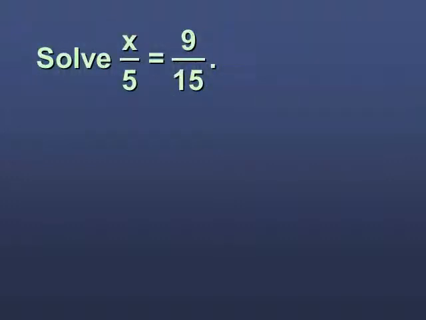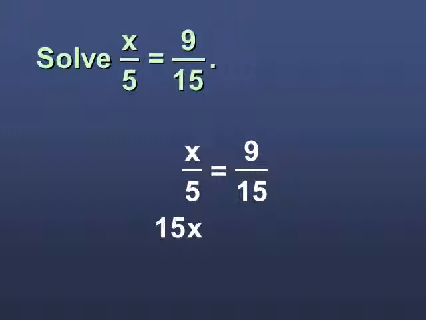So if we need to solve x divided by 5 equals 9 divided by 15, we could multiply both sides by 5 and come up with the answer, or we could cross multiply. If I cross multiply, I get 15x equals 9 times 5, which is 45. So then I can divide both sides by 15 and get x equals 3. So hopefully this little bit of algebra is coming back to my geometry students.